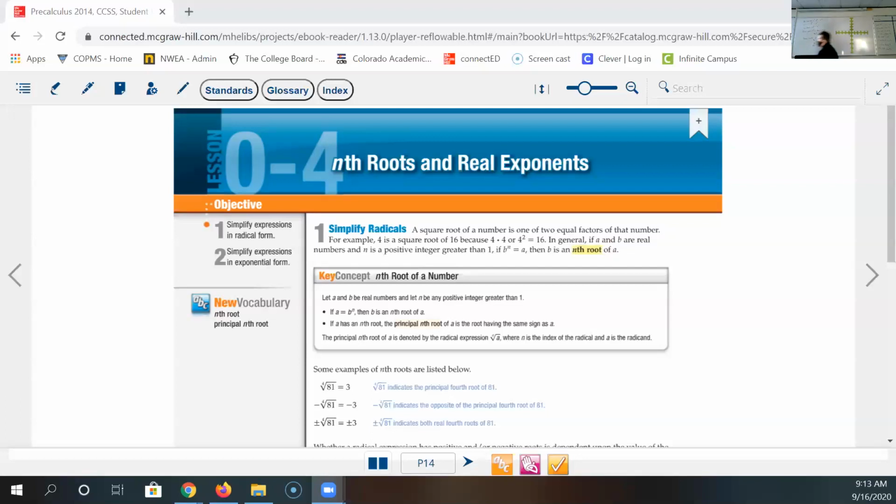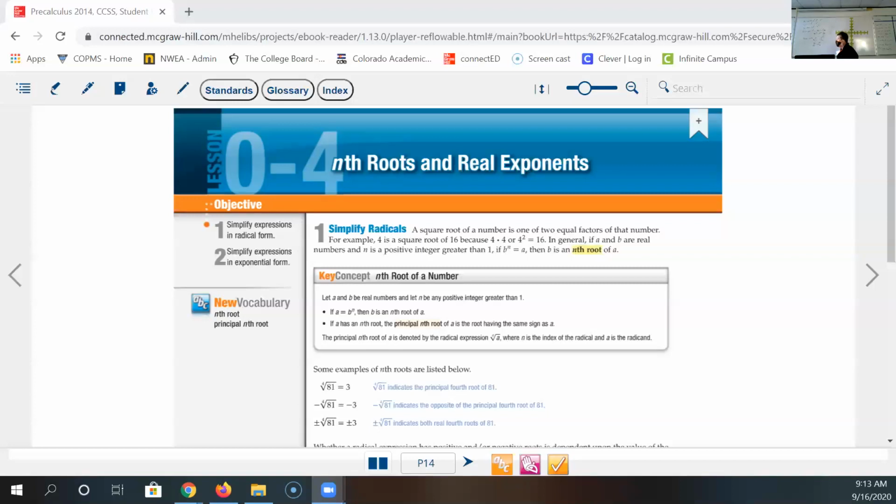Okay, and it says the key concept, the nth root of a number. Let A and B be real numbers and let n be any positive integer greater than 1. If A is equal to b to the n power, then b is the nth root of A. So that could be a square root as the index for n. It could be to the 4th power, the 5th power, sometimes all the way up into the 6th power. The principal nth root of A is denoted by the radical expression, nth root of A, where n is the index of the radical and A is the radicand.